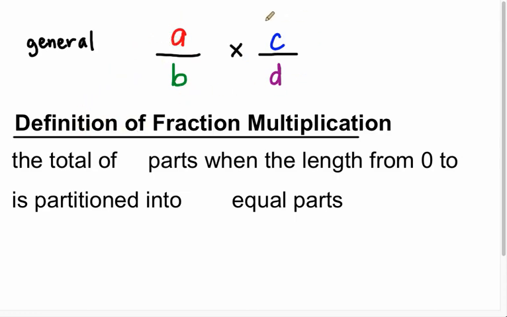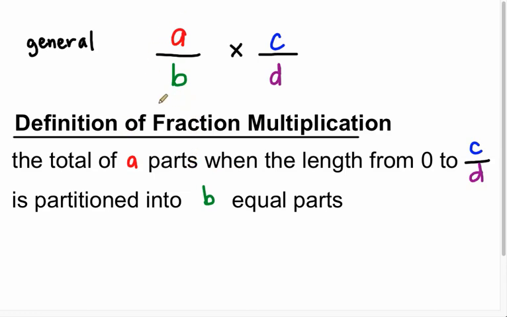The definition of this fraction multiplication is the total of A parts when the length from 0 to C Dths is partitioned into B equal parts. Okay? So when you see this right here, you read it as this: the total of this many number of parts when the length from 0 to this fraction right here, this number, is partitioned into this many number of equal parts. So I've color-coded them so you can see where the numbers are coming from.